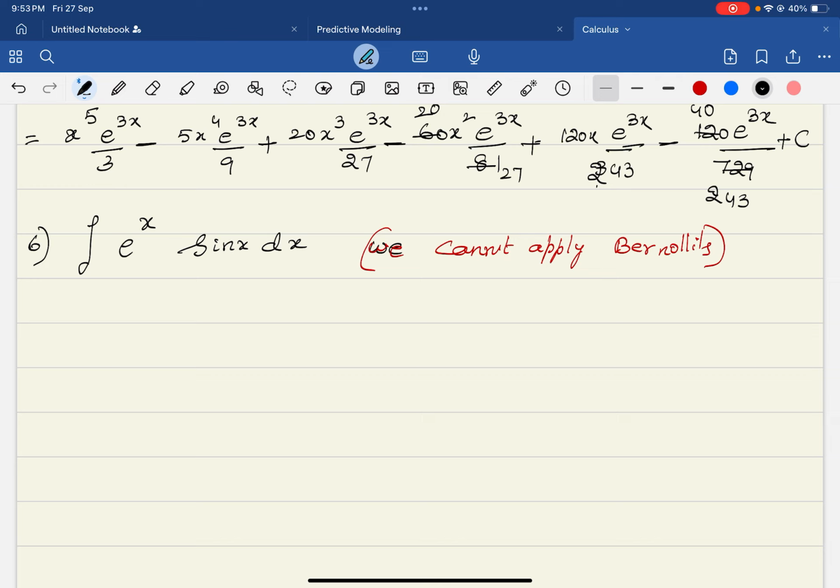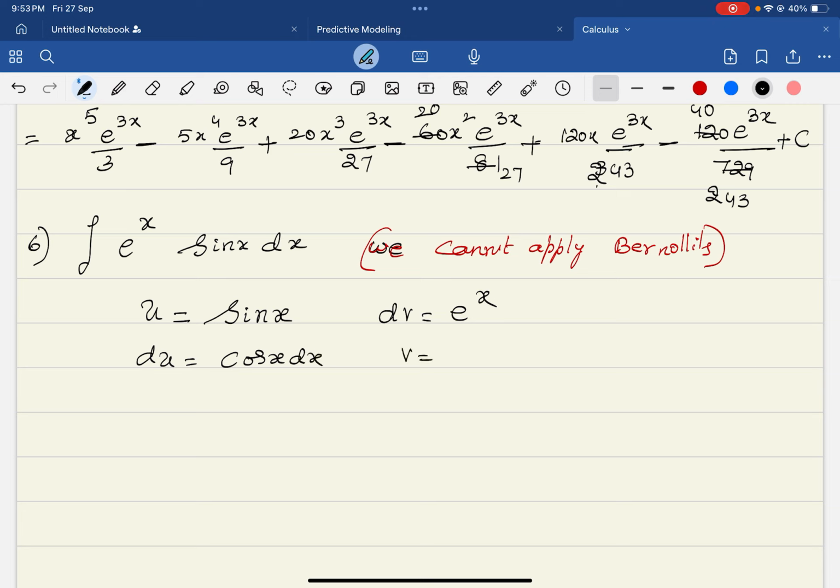So now what we do is, first apply the ILATE principle. According to the ILATE principle, what is u? U is the trigonometrical function, which comes first, correct? U is sin x. Exponential is the last function, right? So dv is e raised to x. Now, what is the derivative of u? Sin x derivative is cosine x dx.